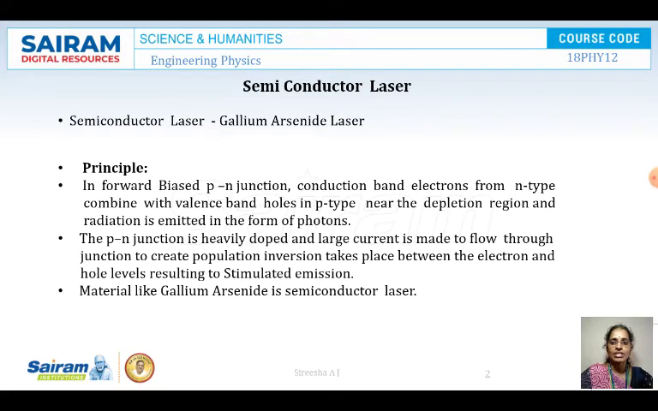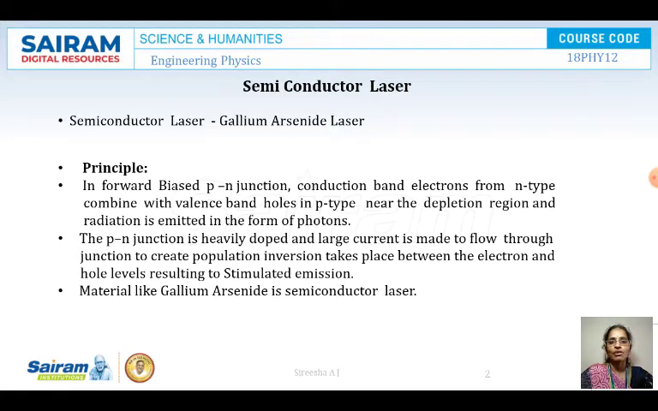The PN junction is heavily doped and large current is made to flow through the junction to create a population inversion, so that we can have stimulated emission. We know that the conduction band is at a higher energy level and the valence band is at a lower energy level. So what is happening when the electrons from the conduction band, which are at higher energy levels, combine with the holes in the valence band, which are in the lower energy region?